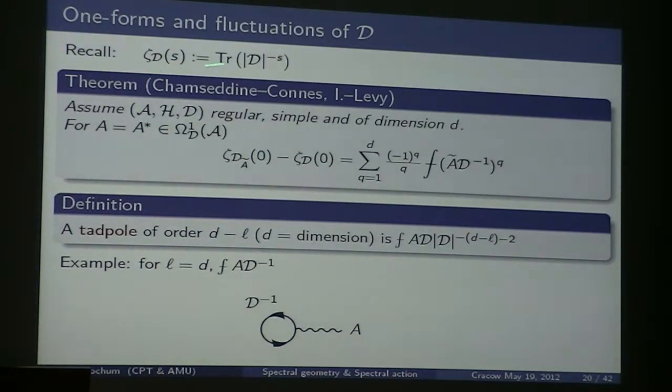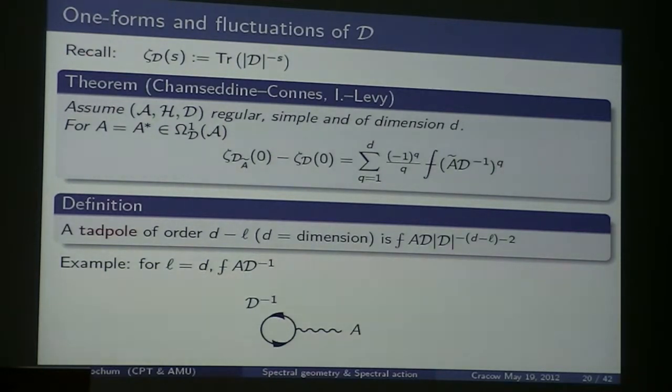Just to remind you, this is the definition of the zeta function associated today, and there is a result proved by Chamseddine and Connes, and extended by myself and Cyril Levy, who is in Potsdam now. If you assume that you have a spectral triple which is sympathetic enough, of dimension D, then for any self-adjoint 1-form, the difference between the evaluation of the zeta function for the bare D and the fluctuated D is given by a finite sum of non-commutative integrals.